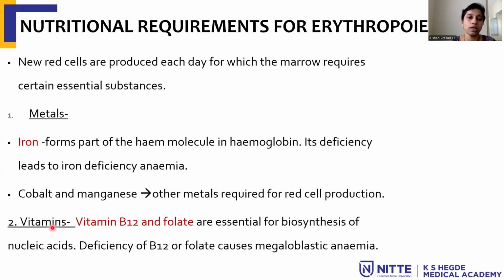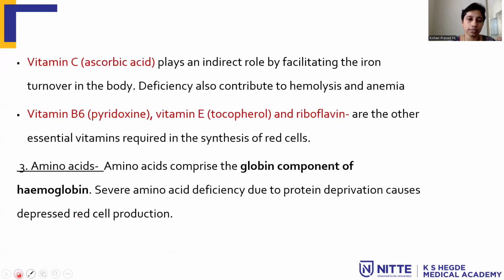Second is vitamins. The most important vitamins are vitamin B12 and folate, which are required for synthesis of nucleic acid, or for maturation of the nucleus. The deficiency of these two vitamins can lead to megaloblastic anemia, which is a type of macrocytic anemia. Other than that, deficiency of vitamin C can also lead to anemia. Vitamin C is required for absorption of iron, or its deficiency can also lead to hemolysis. So vitamin C deficiency can indirectly lead to iron deficiency, or it can lead to hemolysis.